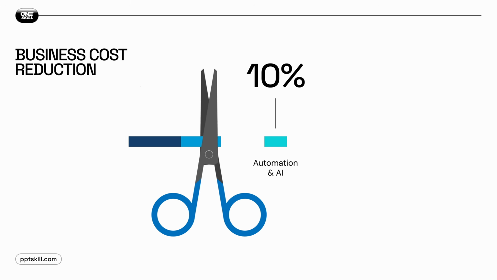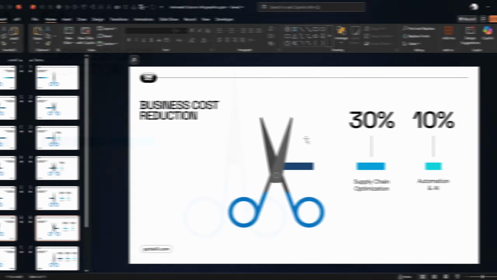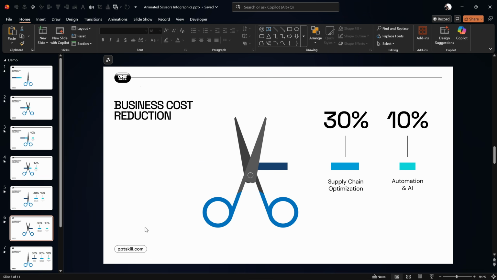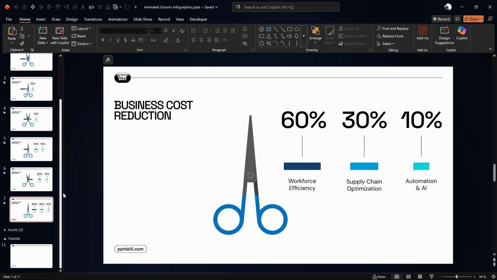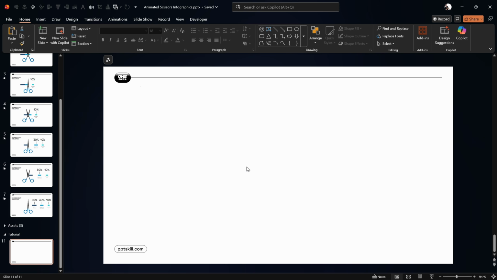And now let's jump into the tutorial. Okay my dear friends, and now let me show you how you can create this beautiful animated scissors infographic in PowerPoint yourself. And for that, let's jump into this empty, fresh, blank new slide.